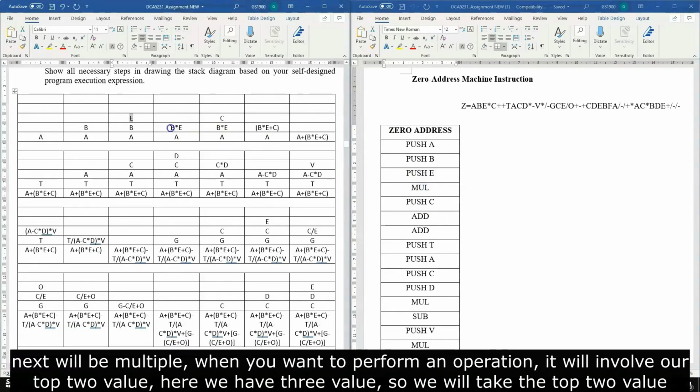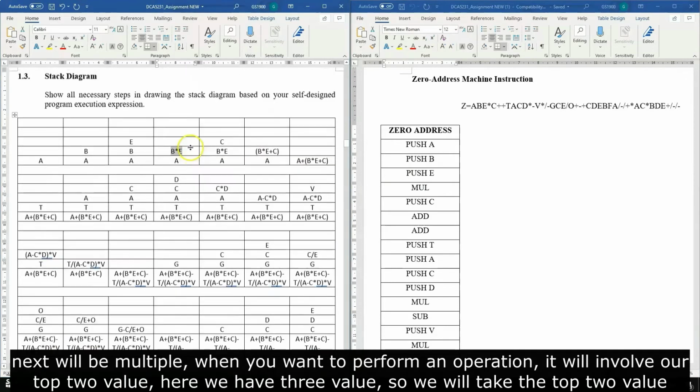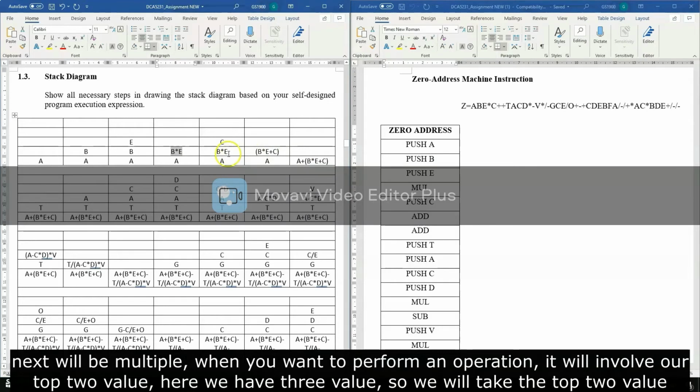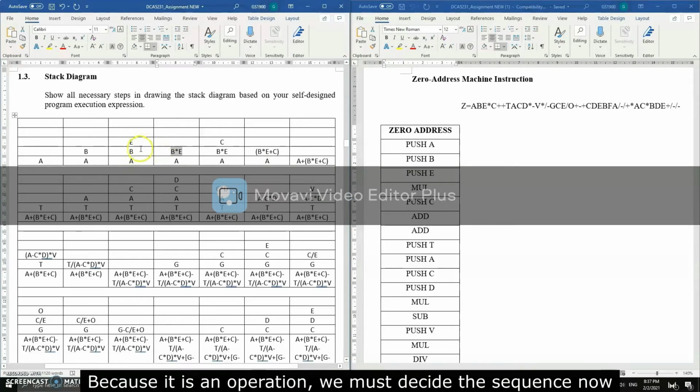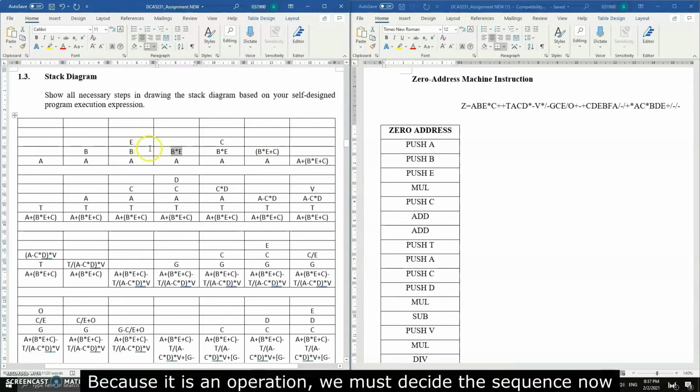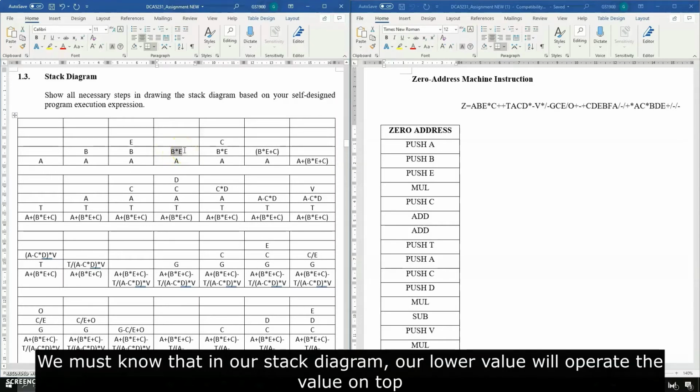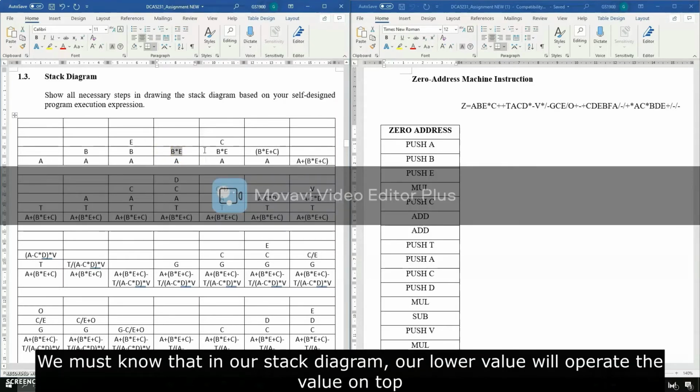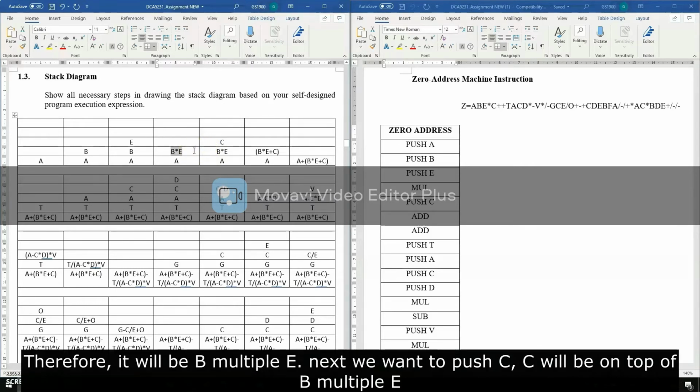When we want to perform an operator, it will involve our top 2 values. Here we have 3 values. So we take the top 2 values because it is an operator. We must decide the sequence now. We must know that in our stack diagram, our lower value will operate on the value on top. Therefore, it will be B multiply E.